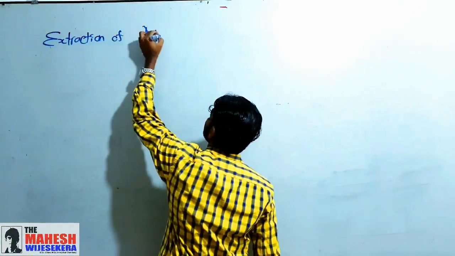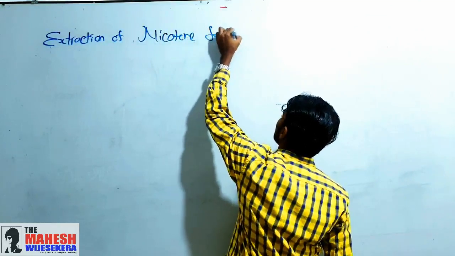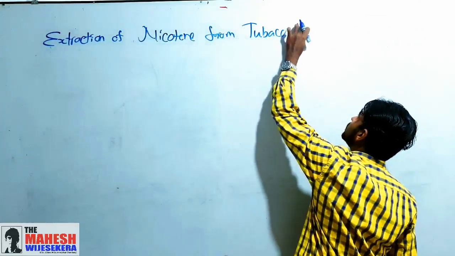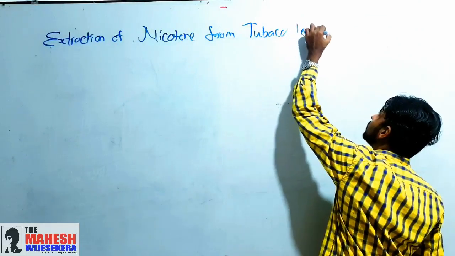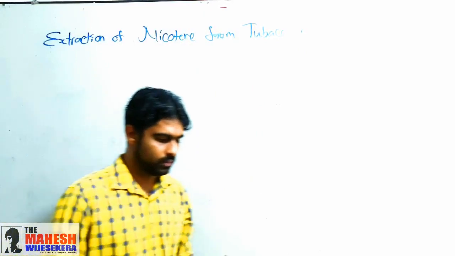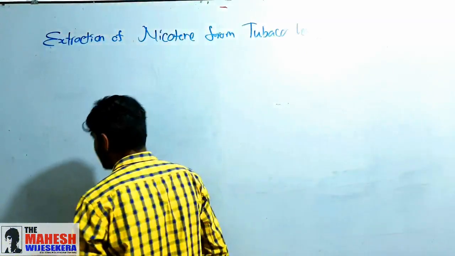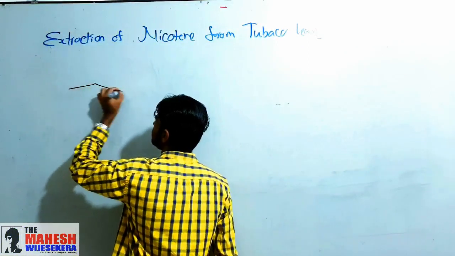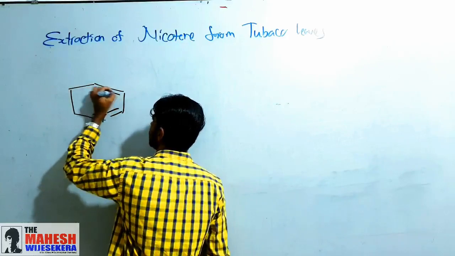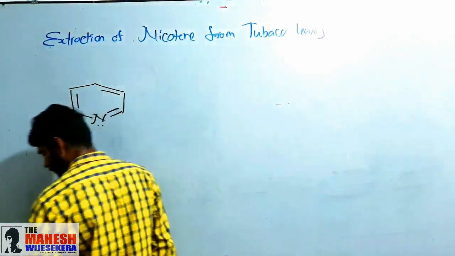nicotine from tobacco leaves. Right? Nicotine from tobacco leaves. Now what is this nicotine? Nicotine is an organic compound like this. This is a pyridine ring. This is pyridine.